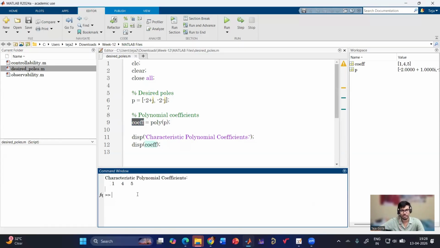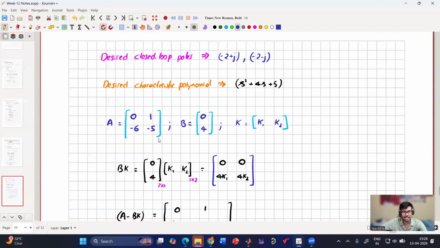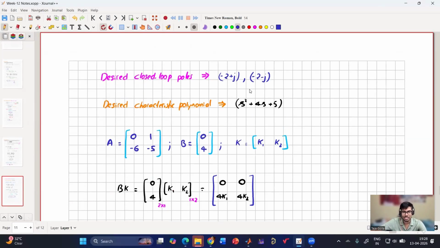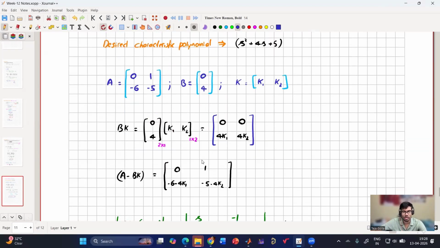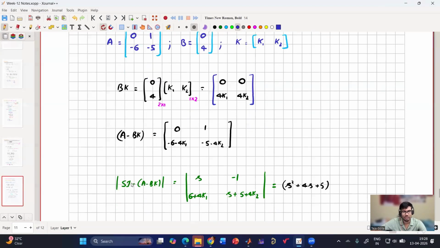So it is 1 4 5. So once I get the desired characteristic equation, I have to now compute the actual characteristic equation using these gains k1 and k2. So A is known, B is known, K is only unknown, two unknowns, and here I'll get two equations. So one unique solution, two equations, two unknowns, we'll solve for k1 and k2. So I have calculated BK. So it is 0, 0, 4k1, 4k2. A minus BK is given by this. Now I have to calculate it.